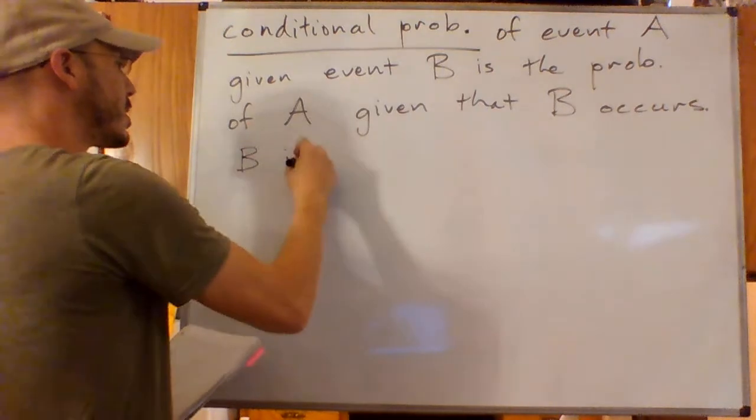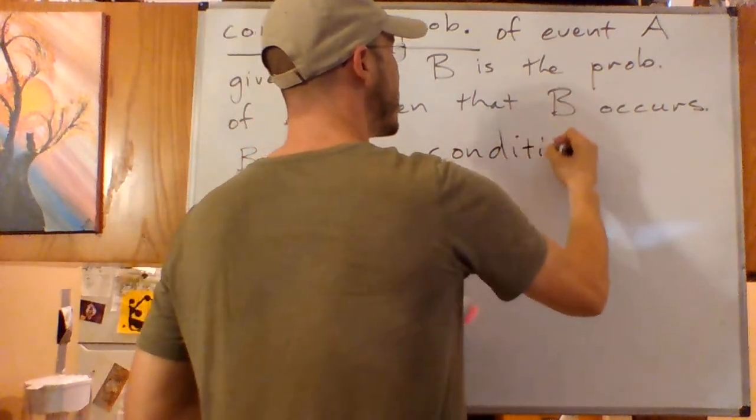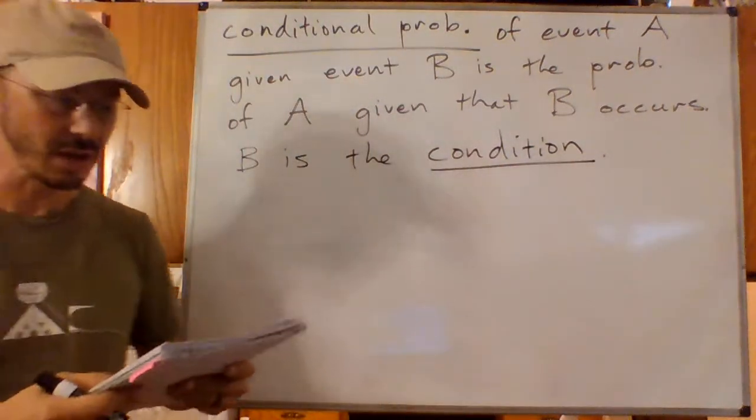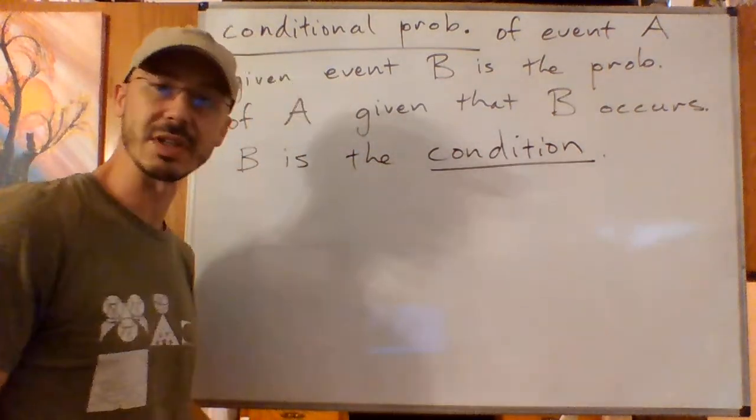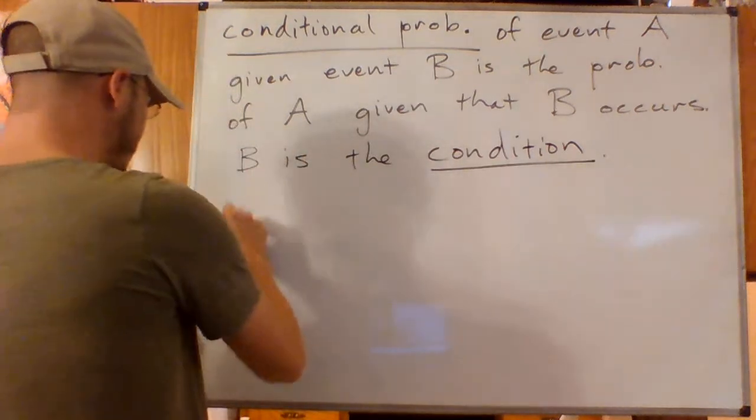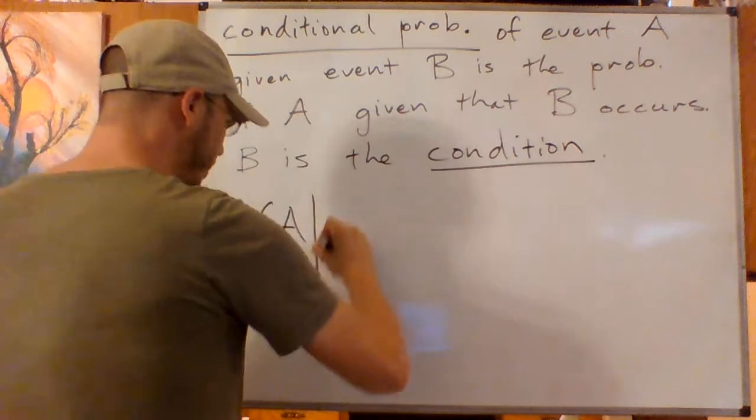B is the condition in this case. B is called the condition. And now the notation for this, you have to be careful with this. This is very different from the other function notation that we've done and that you've probably done before. The probability of A given B.